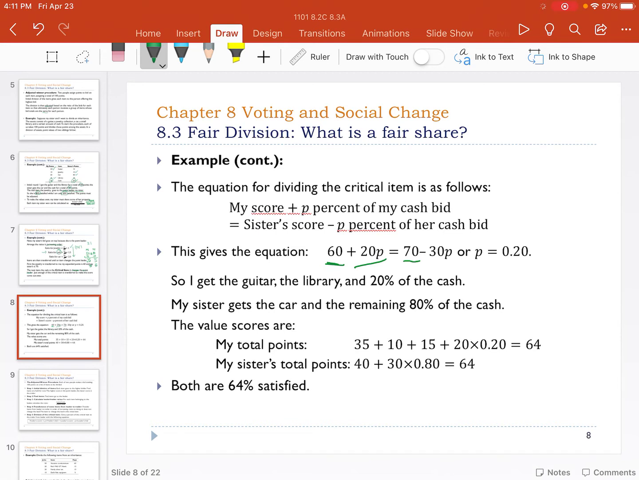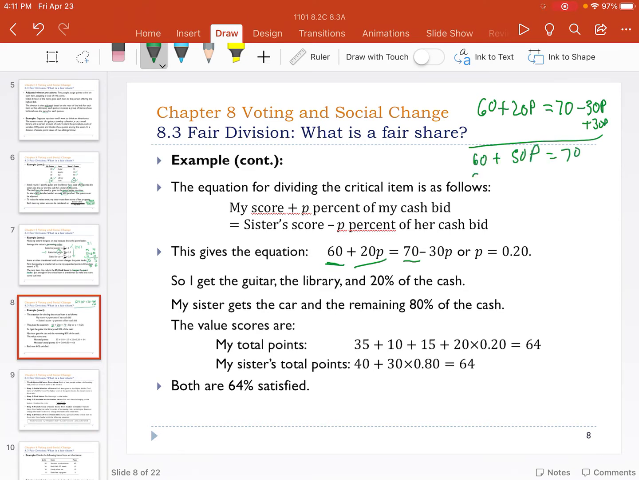But the idea is to set them equal to each other. And let's go ahead and do that. I think they do that in the book. But let's go ahead and show it to you here. My points plus a certain amount of P, which I assign 20 points to, must equal 70 points for sister, minus 30 times P, because she put more points down.